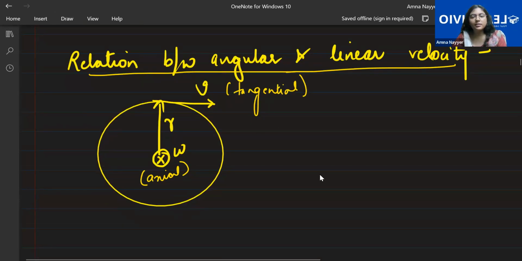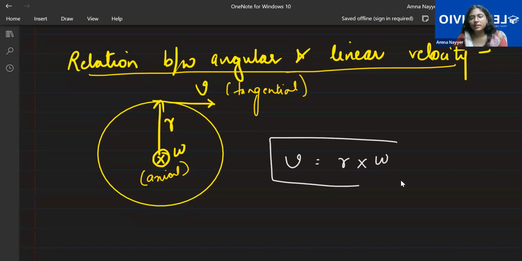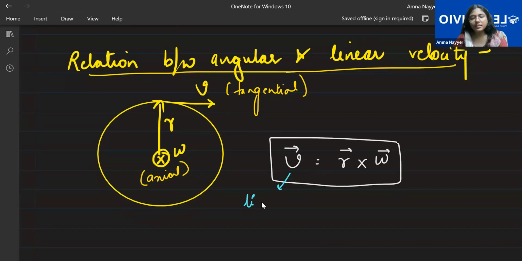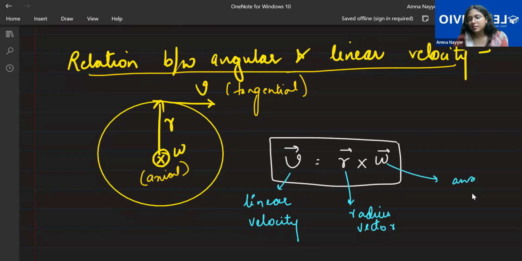Now there's a relationship that combines the radius, the linear velocity and the angular velocity. The formula is V is equal to R cross omega. You don't have to do any derivation for this, just remember the formula. So what is the meaning of each term? V is the linear velocity, R is the radius vector, and omega is the angular velocity.